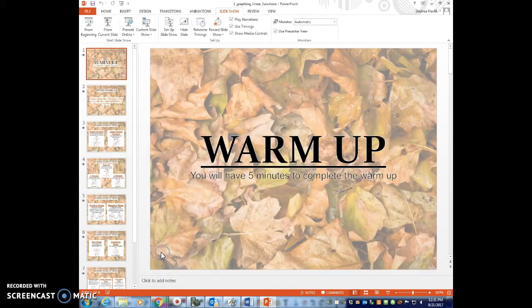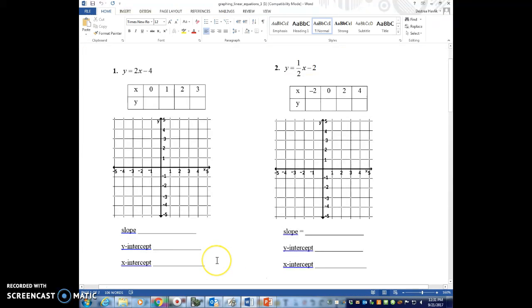Okay, so now we're going to go to your assignments for today. I'm going to do an example of each one with you, and then you are going to do the rest on your own. So let's look here. Number 1, we are given a table. They want us to graph it and find the slope, y-intercept, and x-intercept.